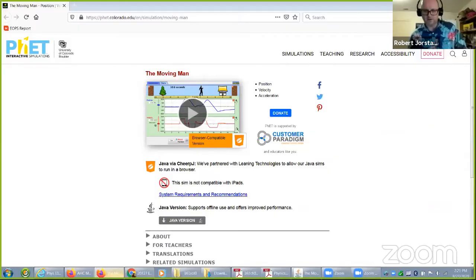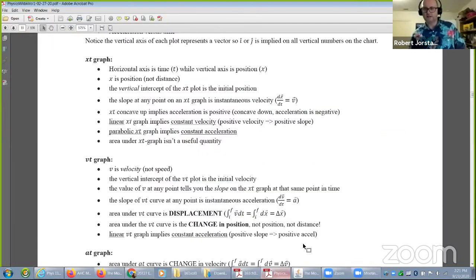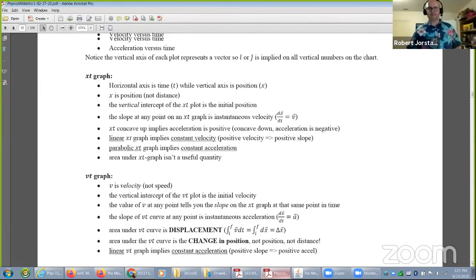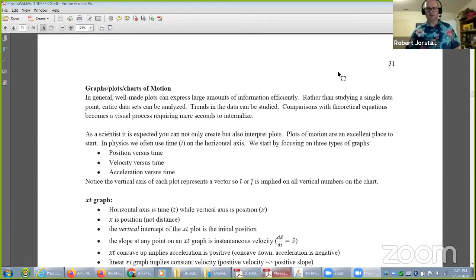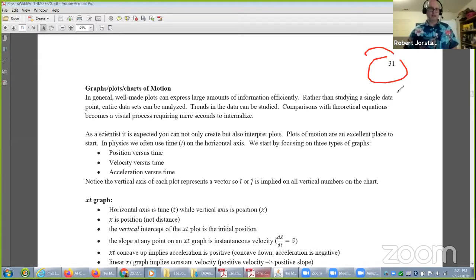So now let's go over here. This first page, you're going to want to have this bookmarked for the meantime, page 31. That's got all of our rules. And I can't stress this enough. I've seen so many students tank on these problems.